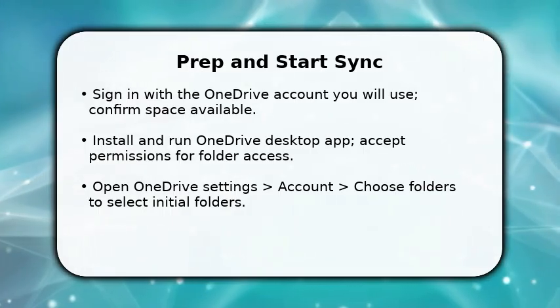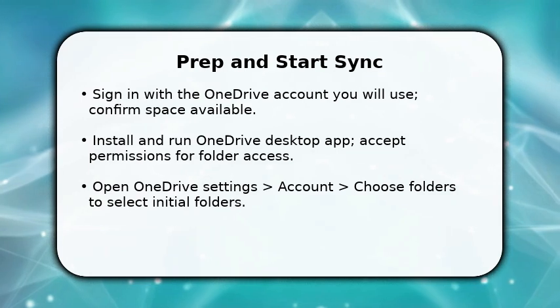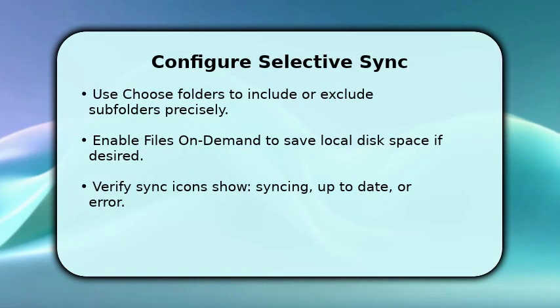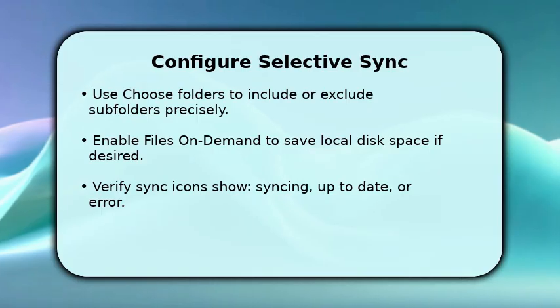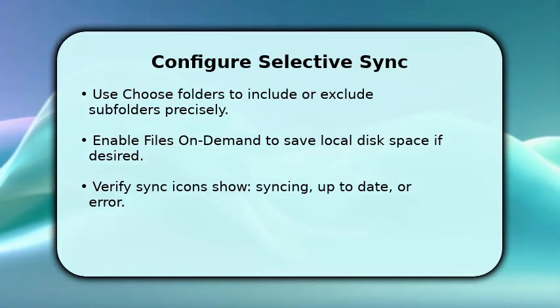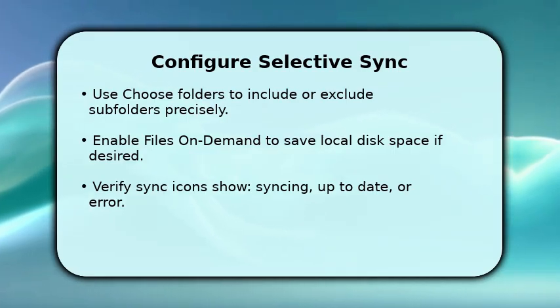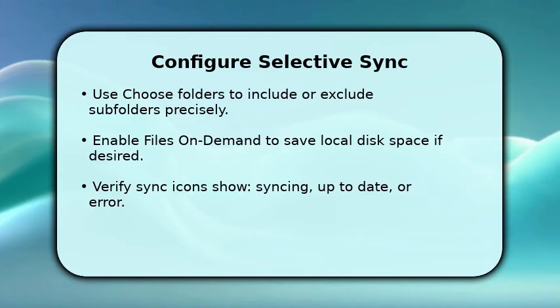to save space. Once you've selected folders, refine the process by enabling files on demand if you want placeholders instead of full local copies. This preserves disk space while keeping cloud access instant. Next, expand folder trees and check or uncheck subfolders to control what syncs. This is essential when bandwidth or space is limited.